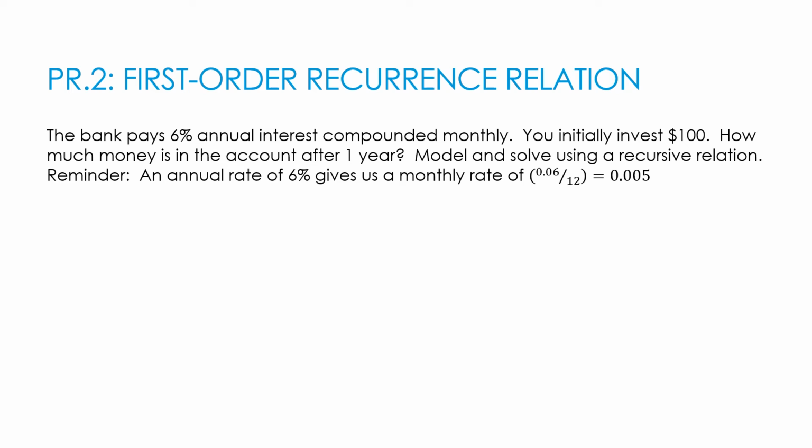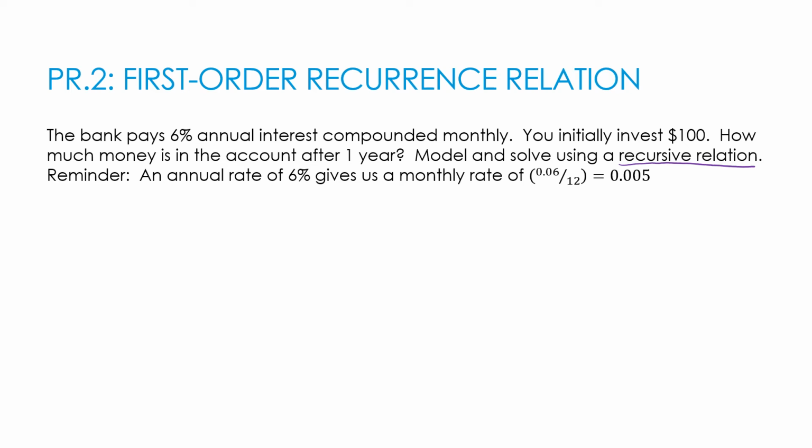Let's take a look at another example of a recurrence relation. Now, obviously, there's a much easier algebraic way to solve this, but let's take a look at how this can apply to different situations. So if we have a 6% annual interest compounded monthly, you initially invest $100. How much money is in the account after 1 year? So we want to model and solve using a recursive relation. So that means don't pull out your compounded monthly formula and plug it in to find out how much money we'll have after a year. I want you to use a recurrence relation.